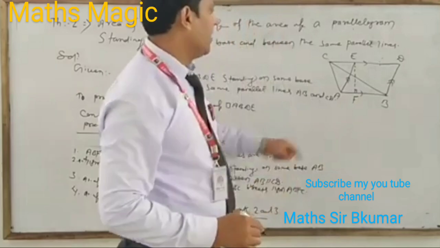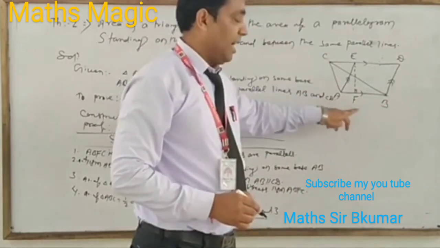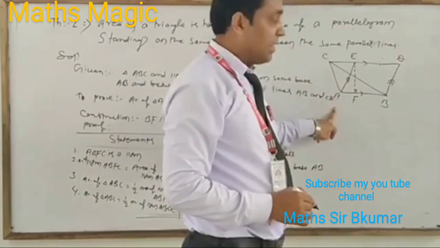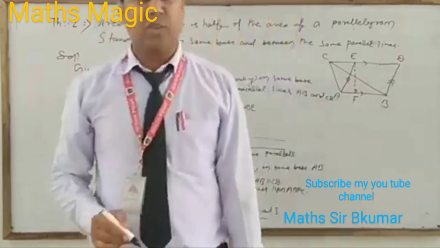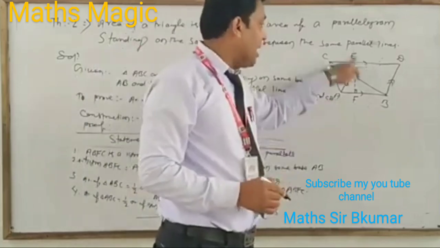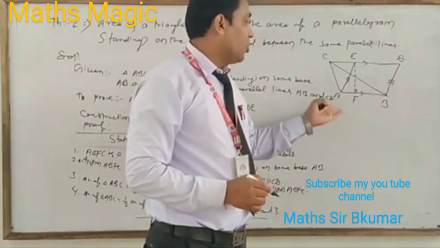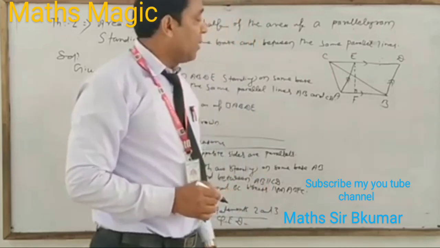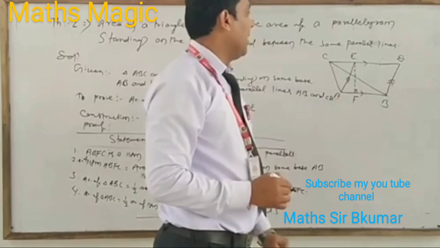In that case, we construct EF perpendicular to AB. That means it is the height of triangle ABC and parallelogram ABDE. I think you know the area of a triangle is equal to one by two base into height. Here the base is AB and the height is EF, and the area of a parallelogram is base into height, so you can write AB into EF. So in number three we can directly use: area of triangle ABC is equal to half of the area of parallelogram ABDE.